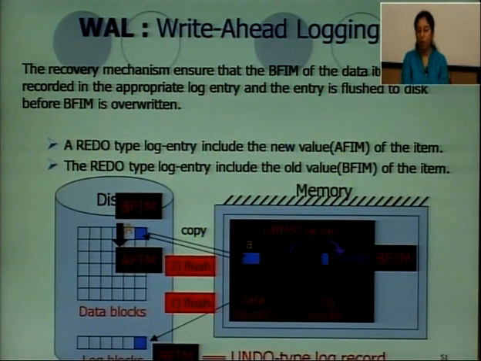Then WAL. WAL is known as write-ahead logging. The recovery mechanism ensures that the BFIM of the data item is recorded in the appropriate log entry and that the log entry is flushed to disk before the BFIM is overwritten. The operations are: a redo-type log entry includes the new value of the item, and an undo-type log entry includes the old value of the item. This is an example.